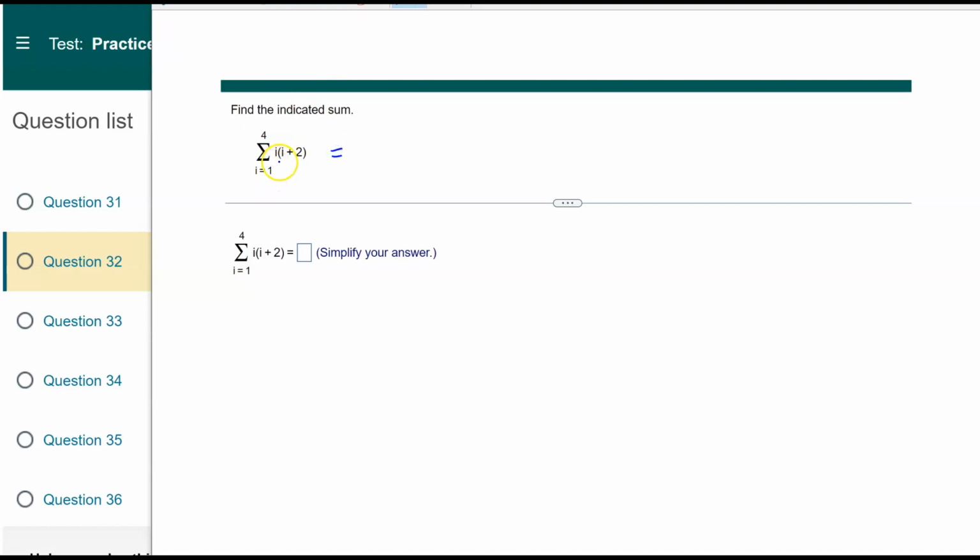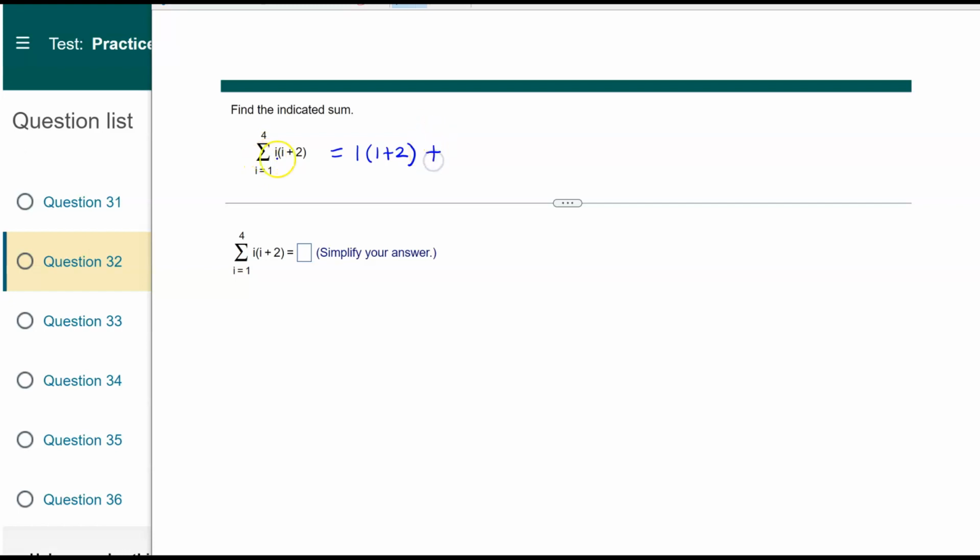This means that you're going to add terms of this form, starting at i equals 1. So let's plug in i equals 1. So you have 1 times (1 plus 2). So we're just expanding it. This sigma notation here means summation.